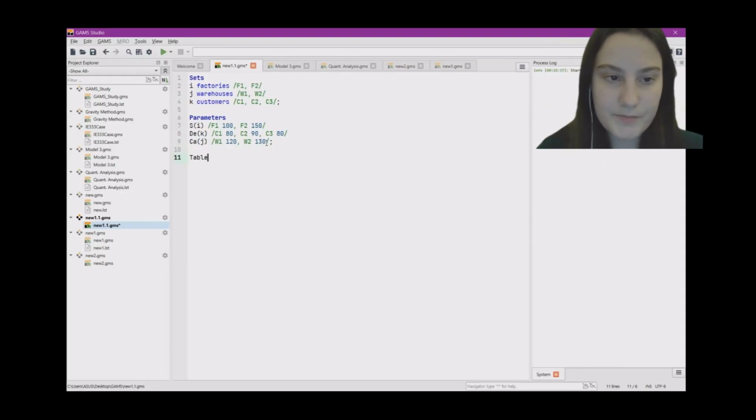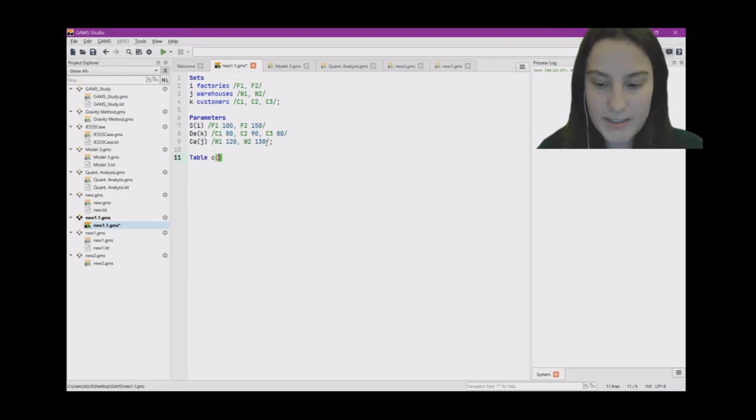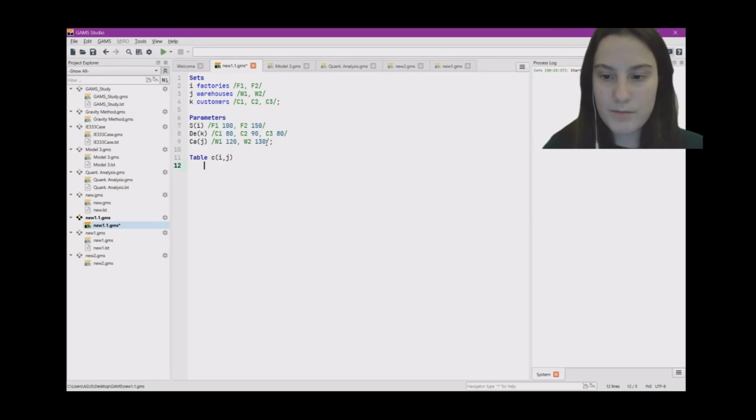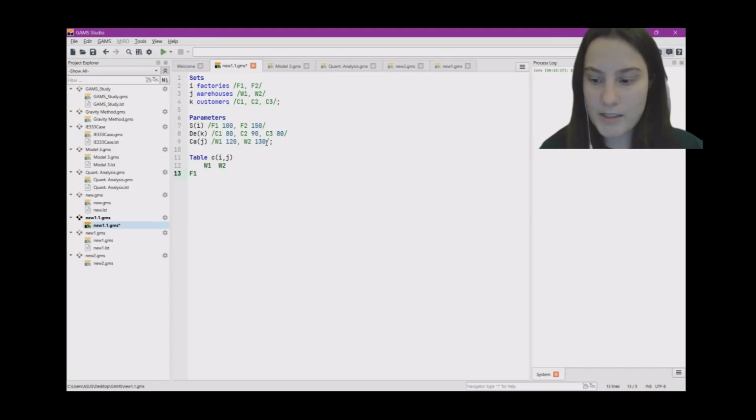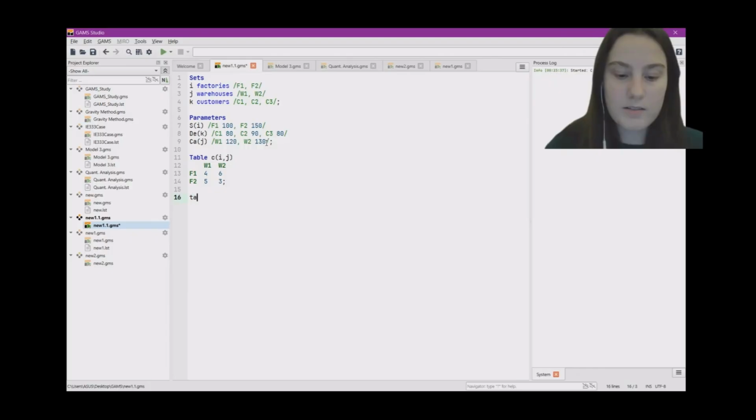So table for costs. C(ij) was the cost from factory to warehouse. So warehouse 1, warehouse 2, and then factory 1. From factory 1 to warehouse 1, it costs us $4. To warehouse 2, it costs us $6. Factory 2 to warehouse 1, it costs 5, and to warehouse 2, it costs $3. Okay, so next table.